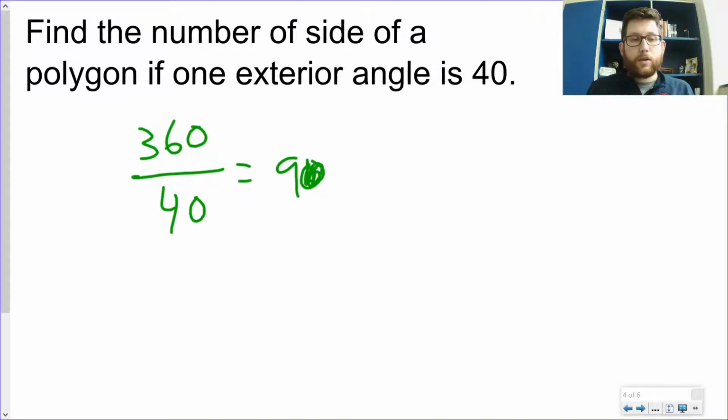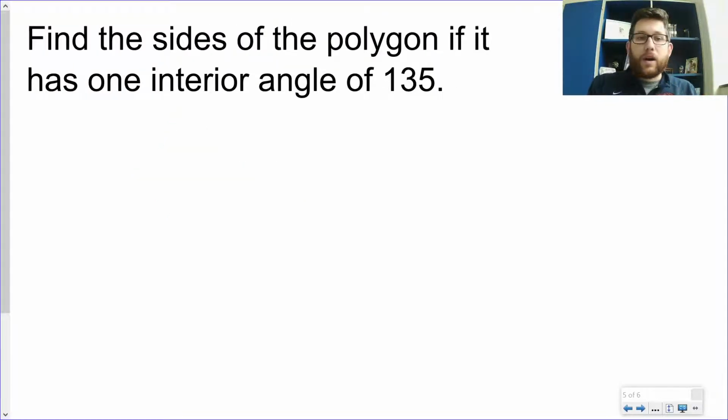So notice how we did this. I've got the exterior sum divided by a single angle. It will tell me how many sides the polygon has. Kind of cool, right? Well, it gets a little more complicated.